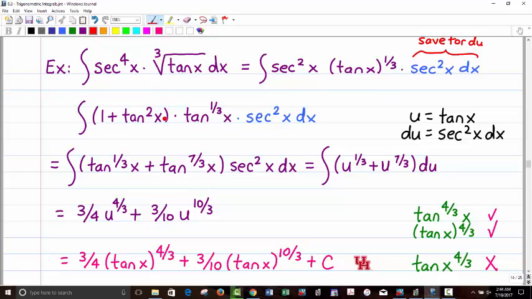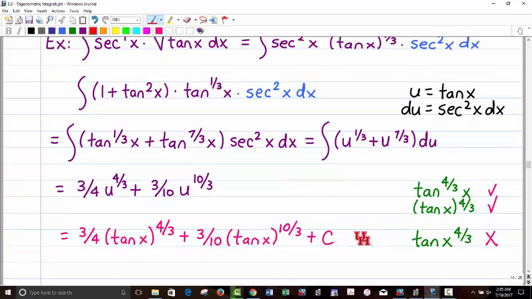Never more than squaring. This one's not squaring though. All right, so we distribute the tan of the 1/3 through the parentheses. Just leave the sec squared sitting there. So tan of 1/3 times 1 is tan of 1/3. Tan of 1/3 times tan squared: add the exponents. 2 plus 1/3 is 7/3.